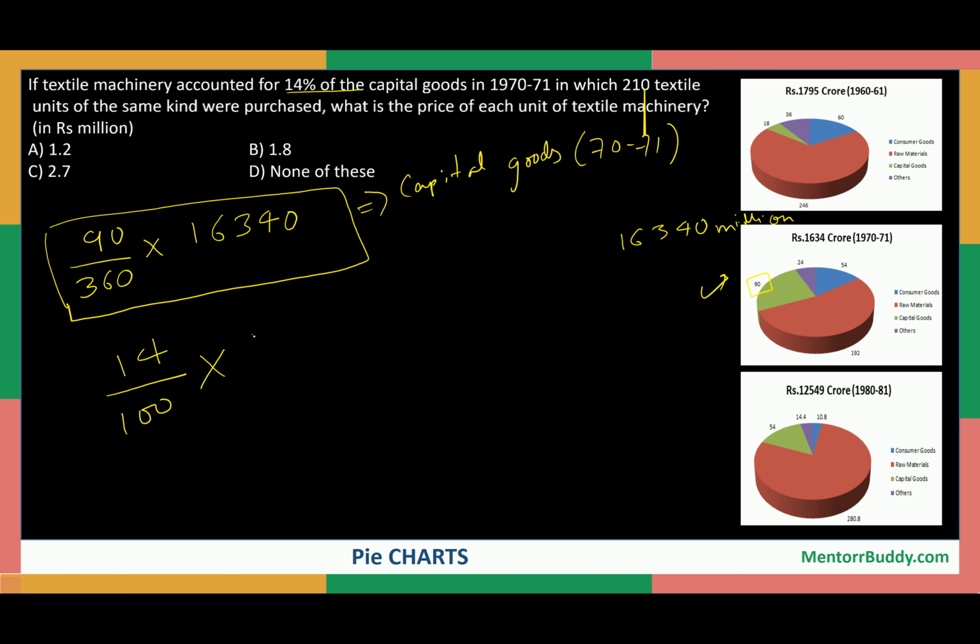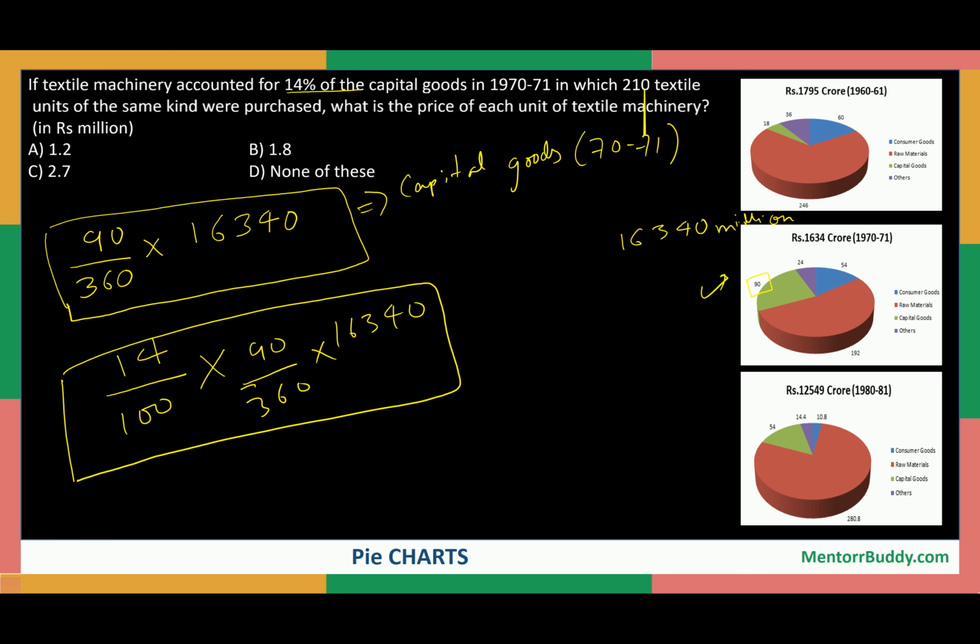So this value is how much? 90 by 360 multiplied by 16340, correct? So this is the total textile machinery. This is the amount for total textile machinery, correct? Now this is the total import done for textile machinery, and among this textile machinery, what has been done?